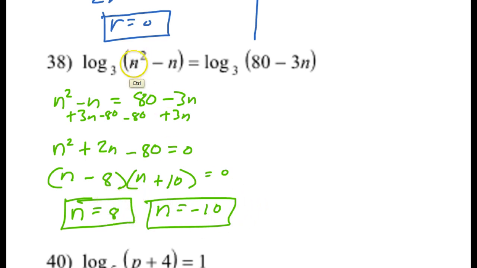If I substitute 8 in, that's going to be 64 minus 8, that's positive. 3 times 8 is 24. 80 minus 24 is a positive number, so 8 is okay. If I do negative 10 squared is 100, minus 10 is positive. Negative 3 times negative 10 is positive 30, so that's going to be fine. So both of these are solutions.